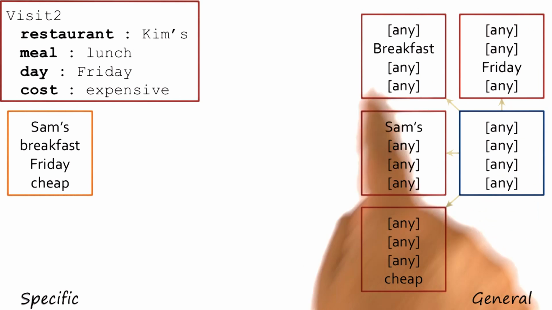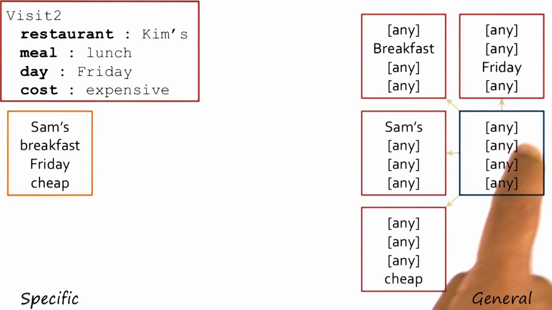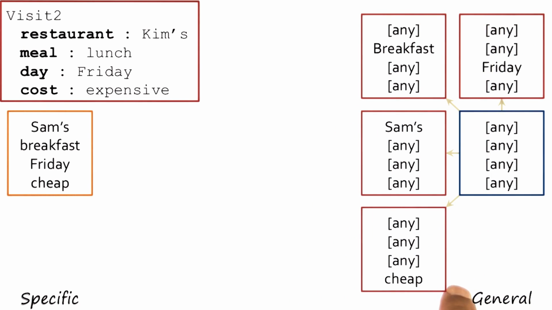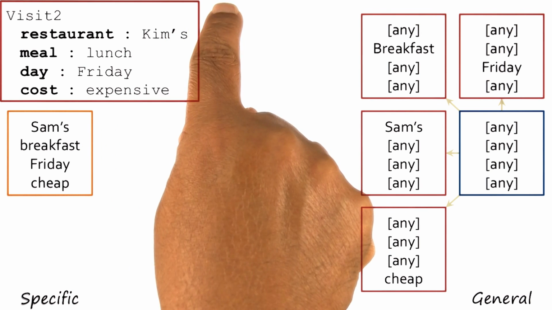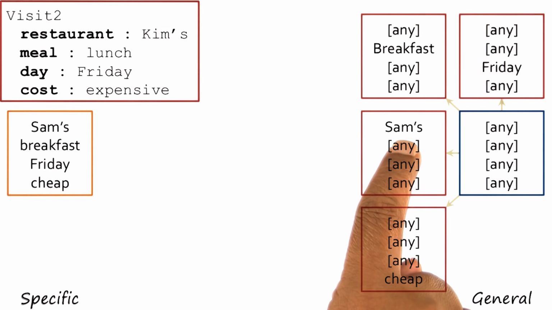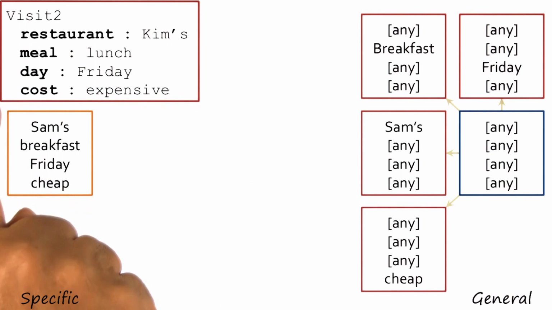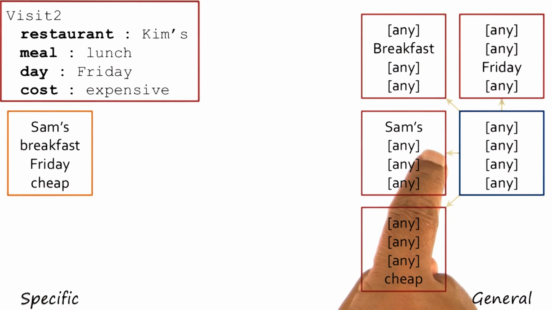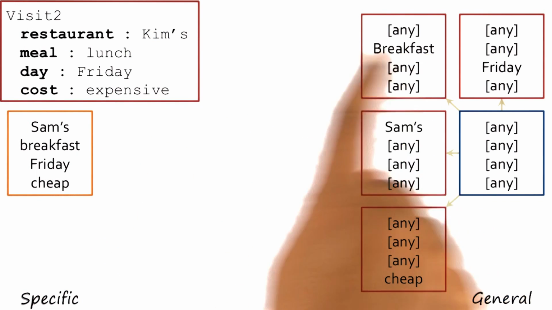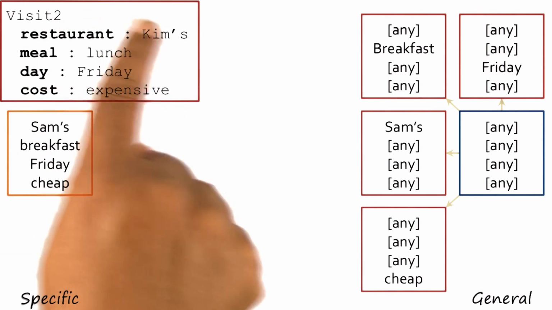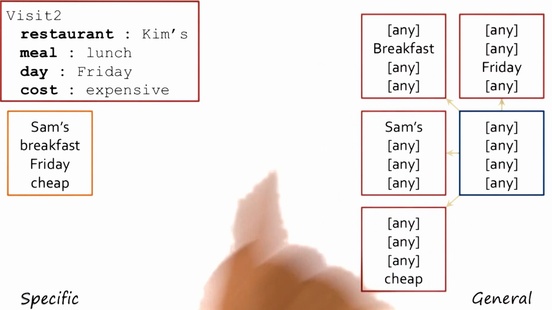Now I must look at these specializations of the most general concept and ask which one of them should I prune so as to exclude the negative example. I notice that Sam's doesn't match Kim's, so this is already excluded insofar as this concept is concerned. Breakfast doesn't match lunch, so this example is already excluded insofar as this concept is concerned.